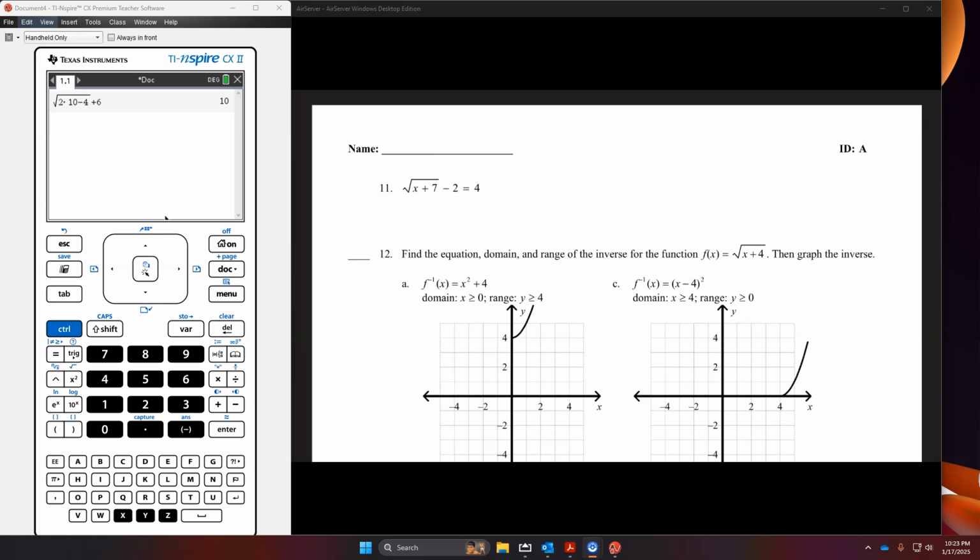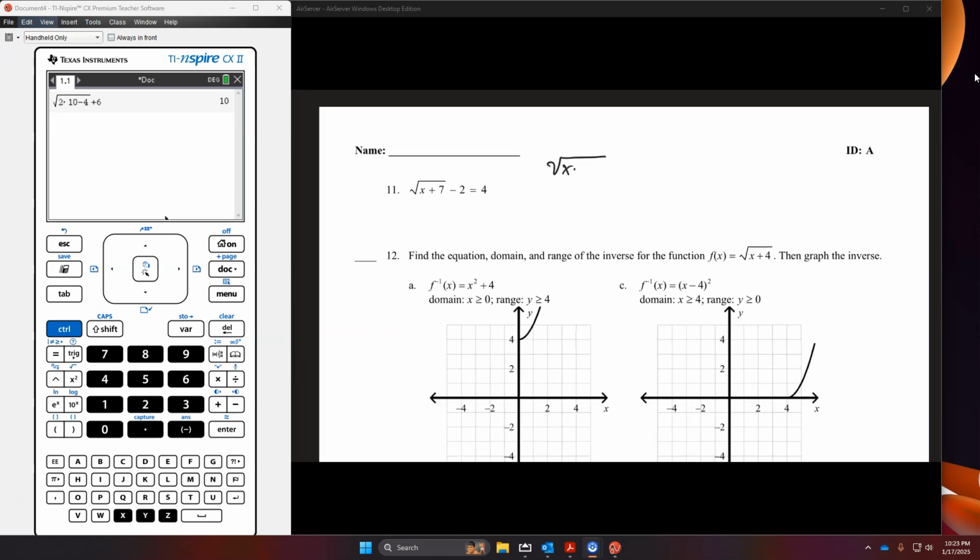So number 11, we have the square root of x plus 7 minus 2 equals 4. What you want to do is add 2 to both sides, and the negative 2 and the 2 cancel, so you're left with the square root of x plus 7 equals 6. On the left side, you're going to square, and on the right side, you're going to square. So you have x plus 7 equals 36. Subtract 7 from both sides, so you have x equals 36 minus 7, which is 29.